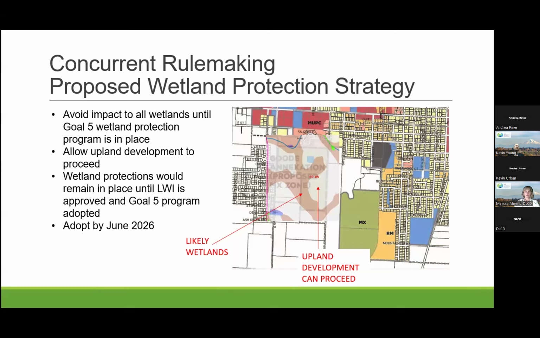And those wetland protections would remain in place until a local wetland inventory is approved and a Goal 5 program is adopted. The rules that we're working on are a fairly narrow and focused set of rule amendments. Our hope is that we will adopt them by June of 2026, so mid-year next year, at which point folks who are receiving funding from this program may benefit. So if you have delineations or determinations of upland, those might be used to inform development that could occur in an urban growth boundary expansion area.